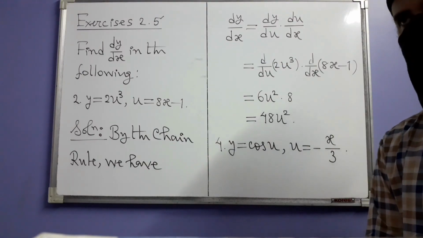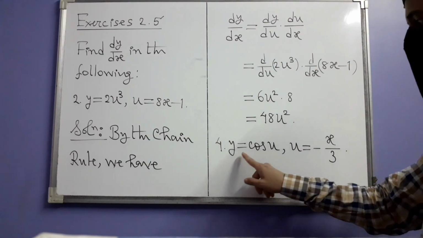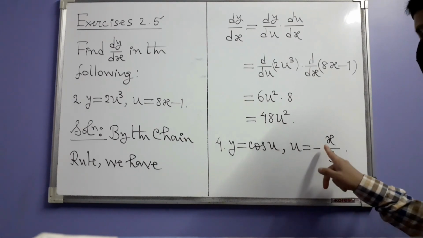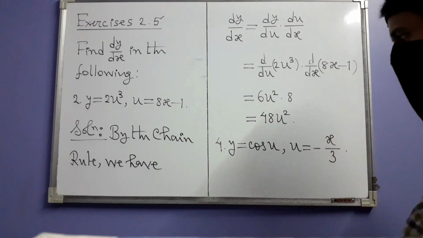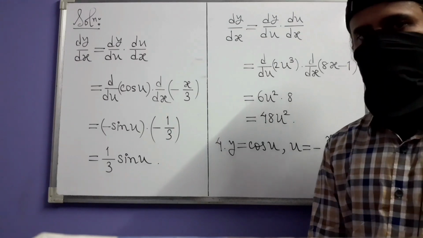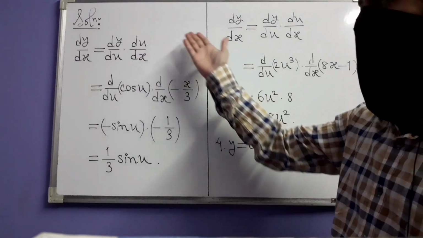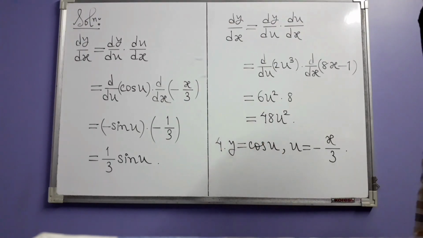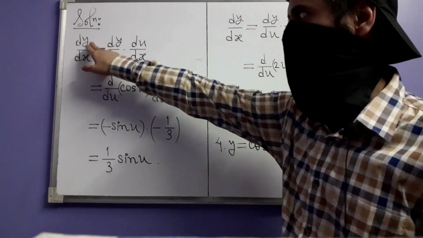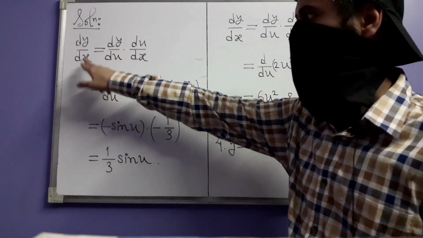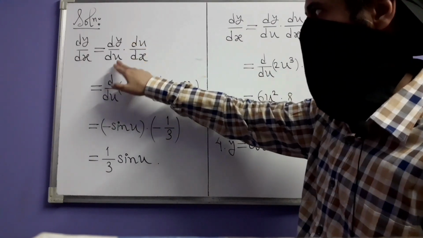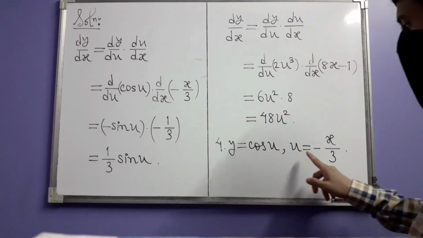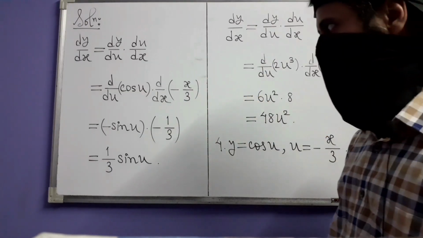Next we have number 4. In this one, y equals cos u, cosine of u, and where u equals this function of x, minus x divided by 3. So in the solution, I am not again and again going to write by the chain rule we have. You can write those parts. So we straight away just simply write what the chain rule is. dy dx equals dy du times du dx. Here y is cos u and u is minus x divided by 3.